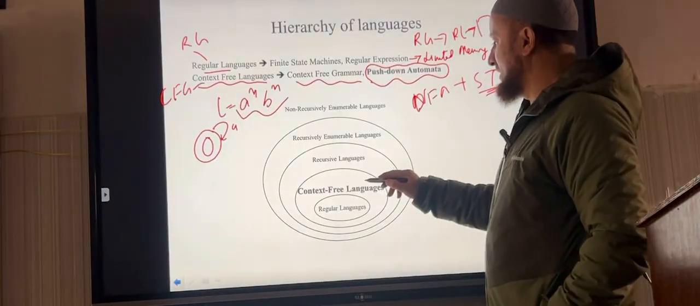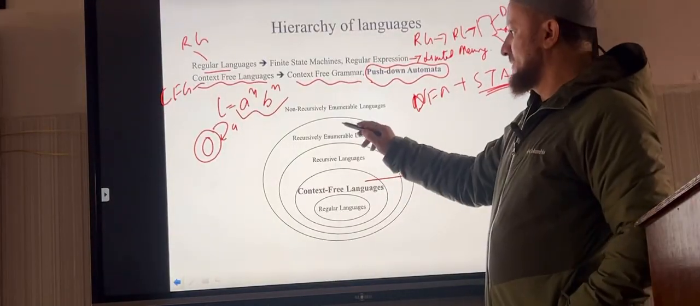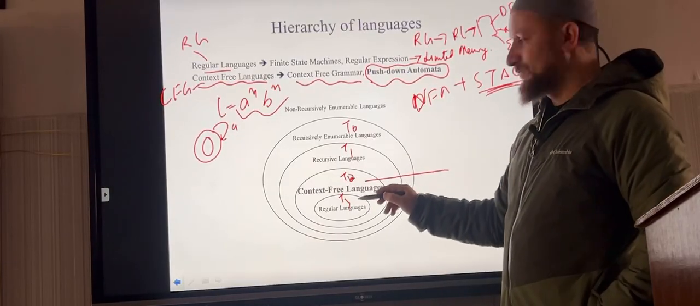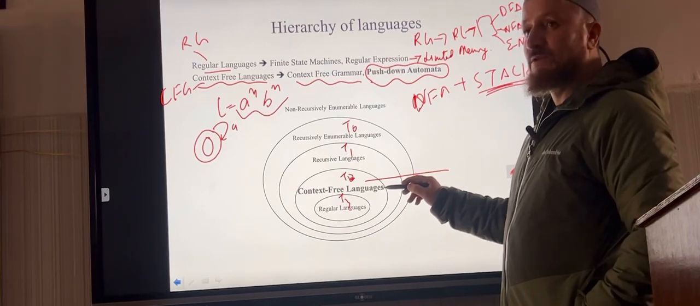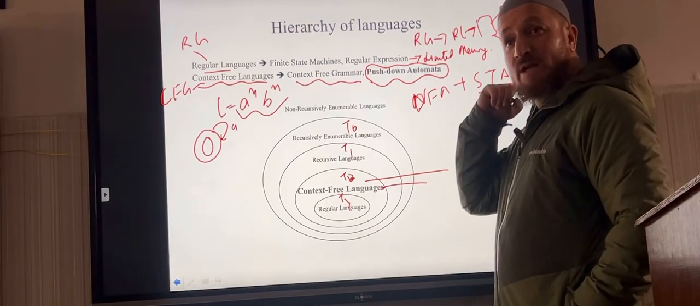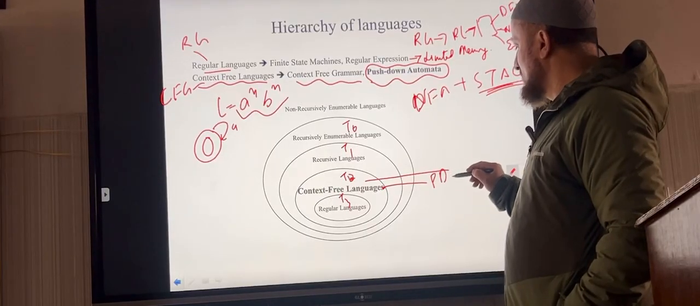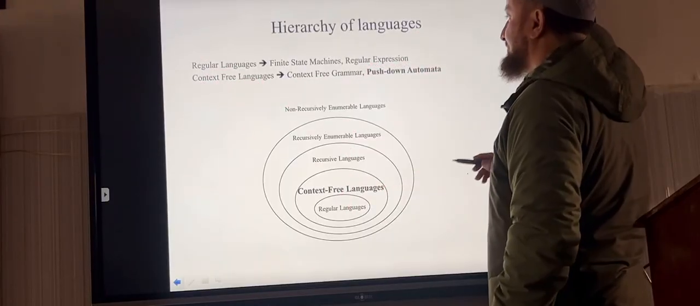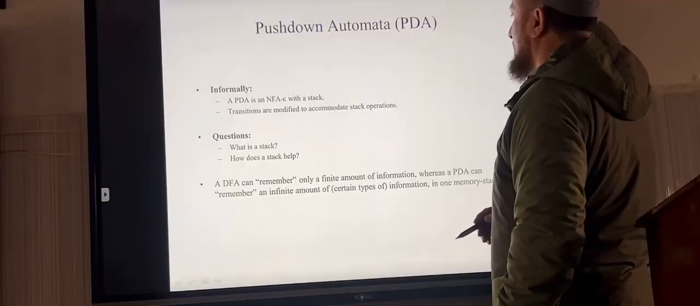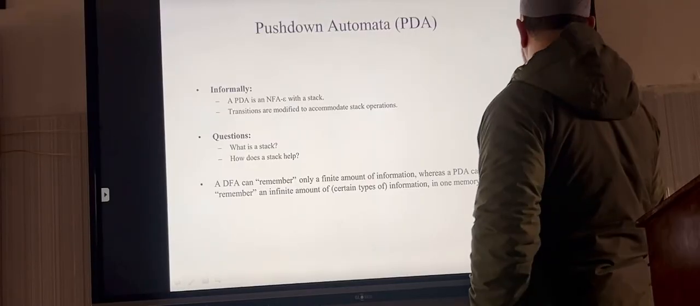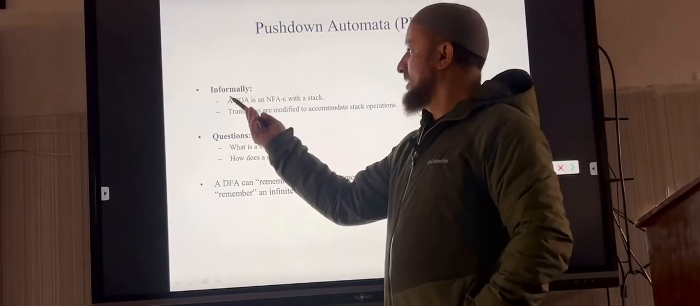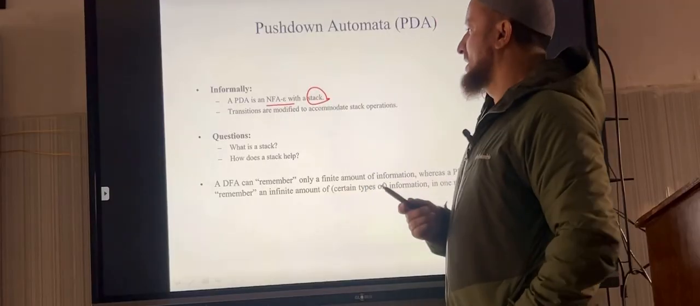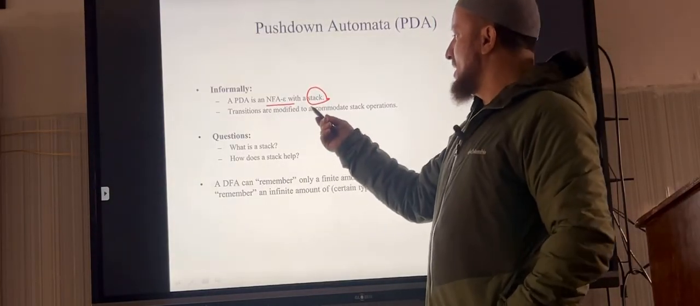So it comes in the type. This is type 0, type 1, this is type 2, this is type 3. It comes in type 2, context-free languages, which come from context-free grammar. And the automata which accept it is push-down automata. So what is push-down automata? That is our lecture today actually, right? Okay, so this is what I said, that our PDA is actually the same NFA with the epsilon moves maybe, you're adding a stack. Okay, so transitions are modified according to stack operation.